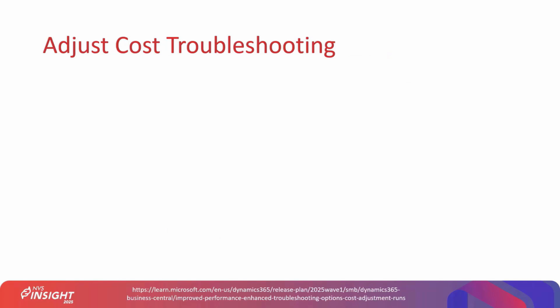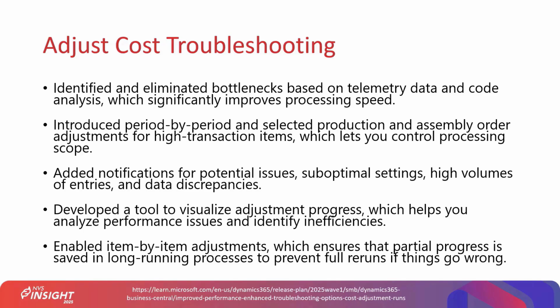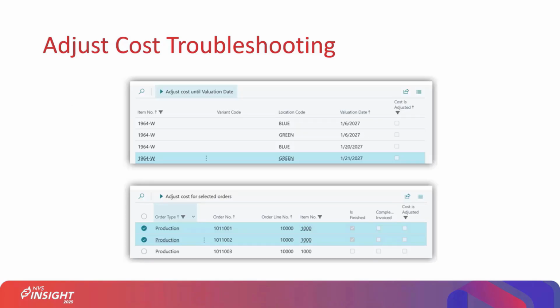An area of Business Central that has historically caused some pain points is adjust cost. So Microsoft is introducing some things to make troubleshooting around this easier. Now, I won't read through each of these individually, but you can take a look, and I will be sharing screenshots of a few of these as well. These are two screenshots that Microsoft shared on Learn.Microsoft. We'll see the top one has the option to adjust cost until valuation date, and the bottom screenshot is the ability to adjust cost for selected orders, which we couldn't do previously.